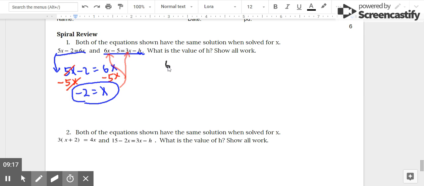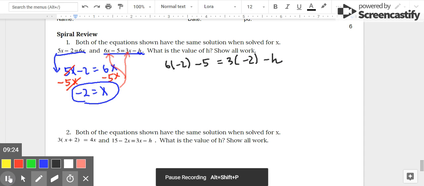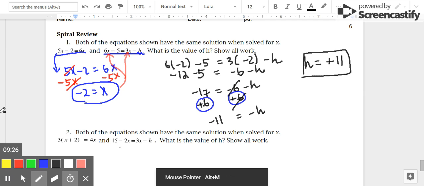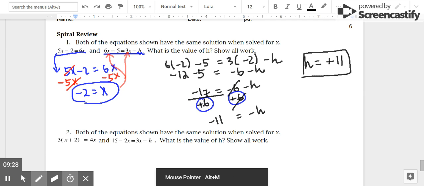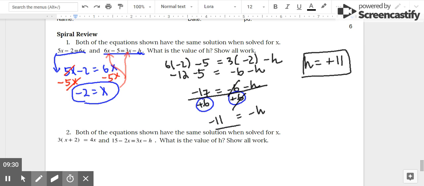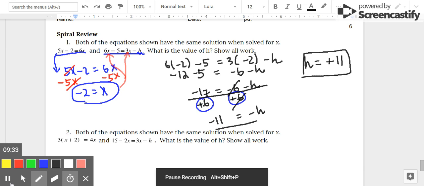Now what you're going to do is plug it into here and here. So it's going to be 6 times -2 minus 5, 3 times -2 minus h. Let me just simplify this. So if you get to these 2-step equations, and then you will get h is equal to 11.